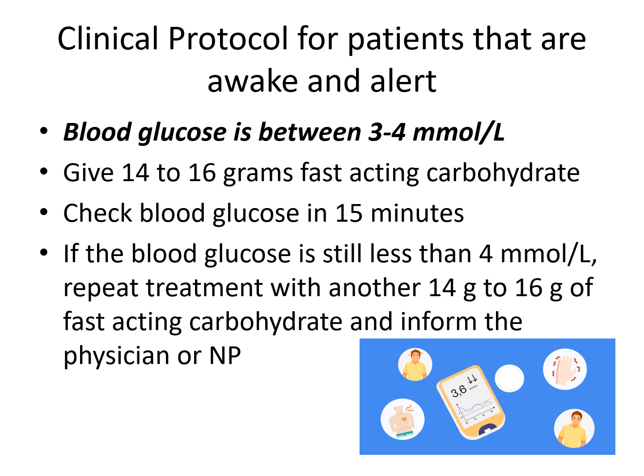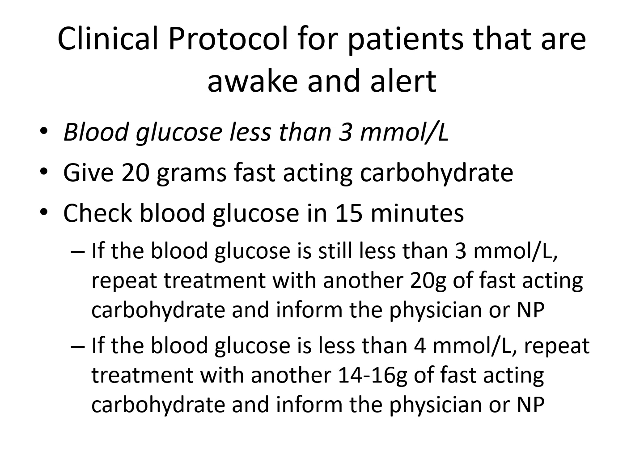If the blood glucose is still less than 4 millimoles per liter, repeat treatment with another 14 to 16 grams of fast-acting carbohydrate and inform the physician or nurse practitioner. If the patient is awake and alert and their blood glucose is less than 3 millimoles per liter, you will give 20 grams of fast-acting carbohydrate. Check blood glucose in 15 minutes.